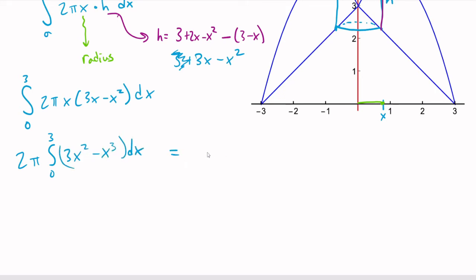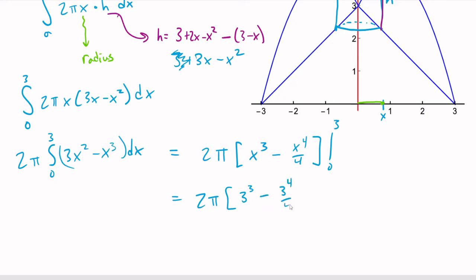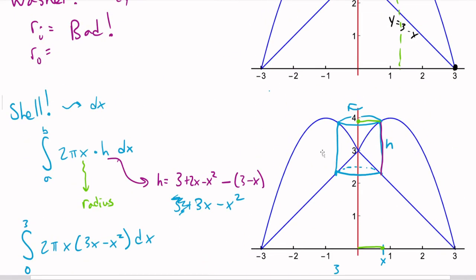And this is totally doable. Add 1, divide. So we got an x cubed. Add 1, divide. So we got a 4 there now. Plug in 0 to 3. Nicely, again, the 0 is just going to be 0, so that's awesome. So this is 2 pi, and then we're going to plug in 3 cubed minus 3 to the 4th over 4. We could put that in a calculator to simplify, but I'll let you do that. Shell method. It's really not too bad.